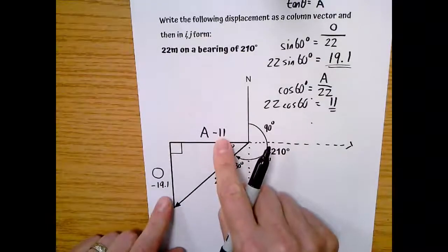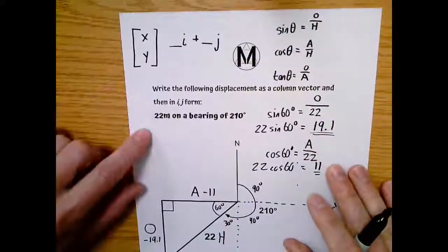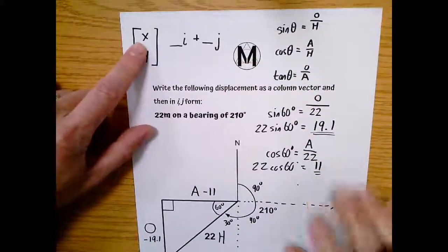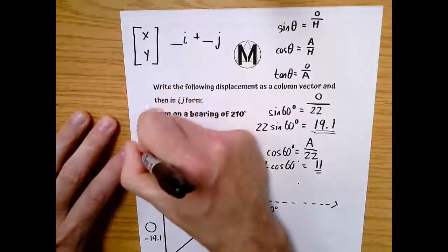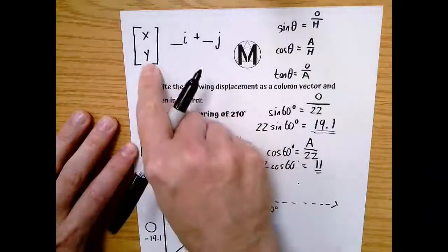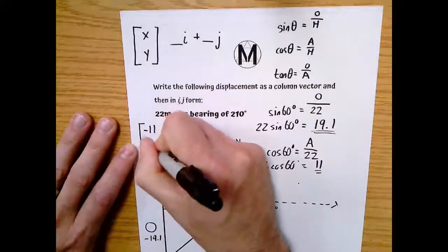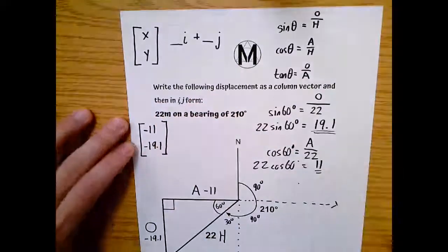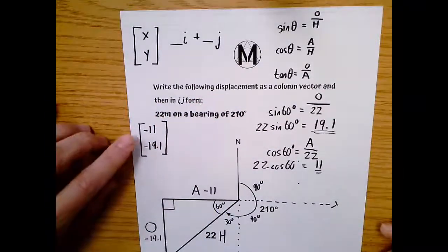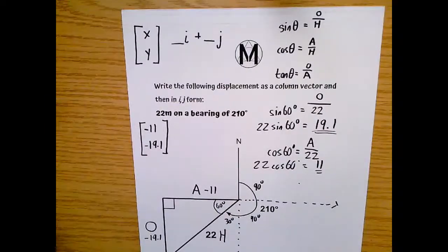And at this point, all we have to do is put our answers back up here like we talked about. So I'll write the answers right here. So the x value is negative 11. The y value is negative 19.1. That right there is a column vector, right? X and Y. Good job.